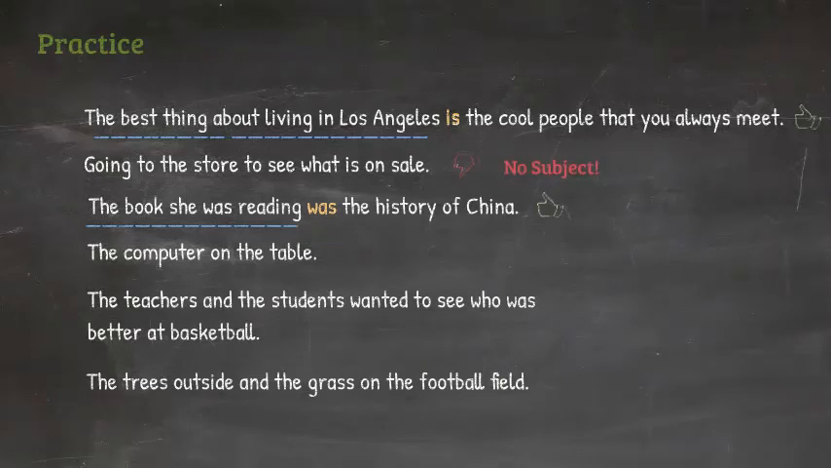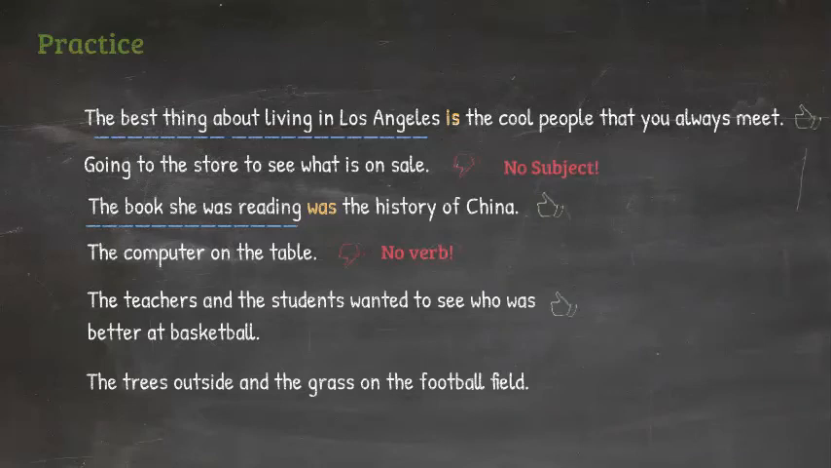Number 4, the computer on the table. This sentence is not complete. It is missing a verb. In order to fix this, we would have to write, the computer is on the table, or the computer was on the table.